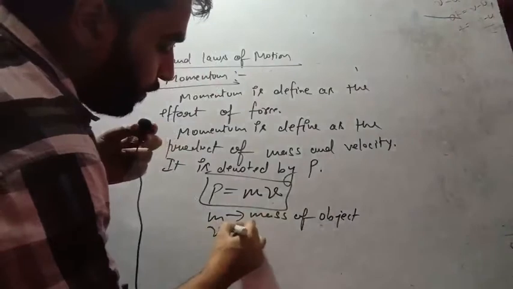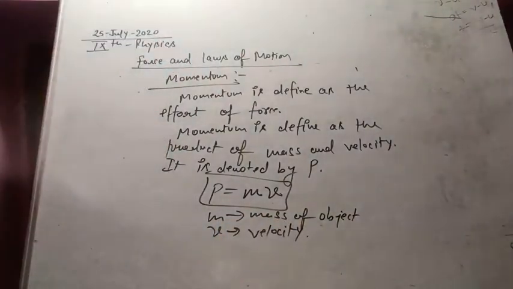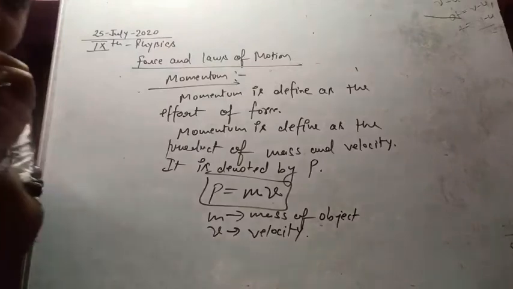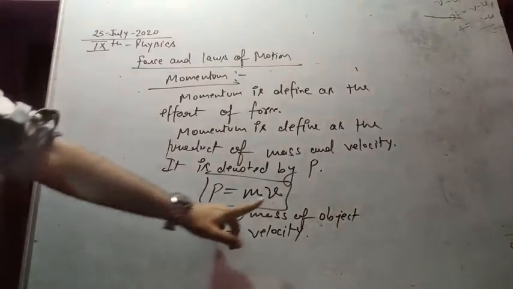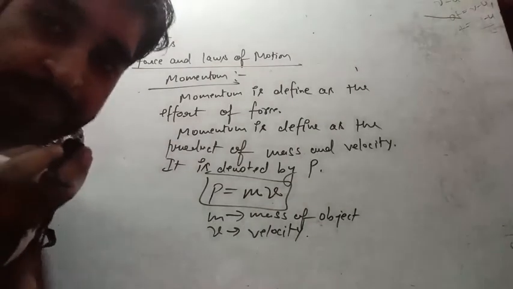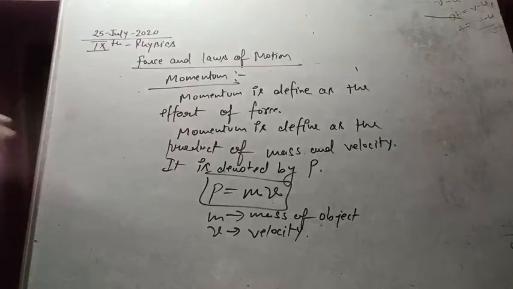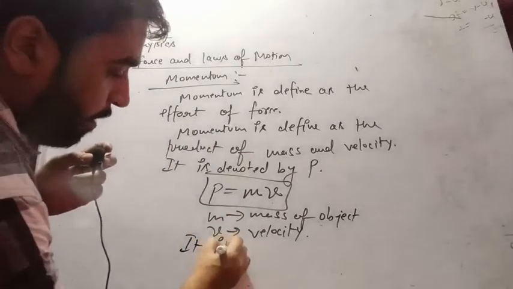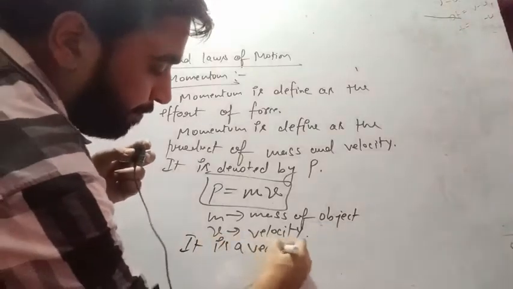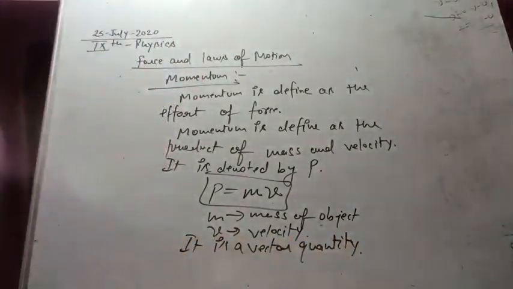v is velocity. Now which kind of physical quantity will momentum be? Is it vector or scalar? Momentum depends on velocity. Is velocity vector or scalar? Velocity is a vector. So if velocity is a vector, momentum is going to be a vector. It is a vector quantity because it requires magnitude as well as direction.